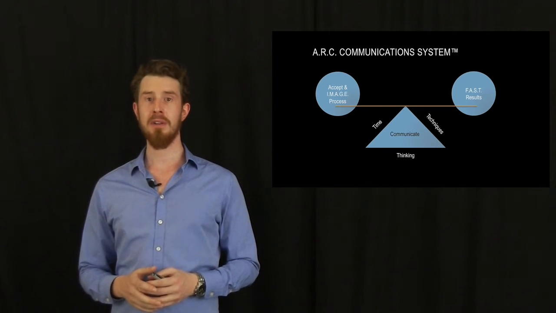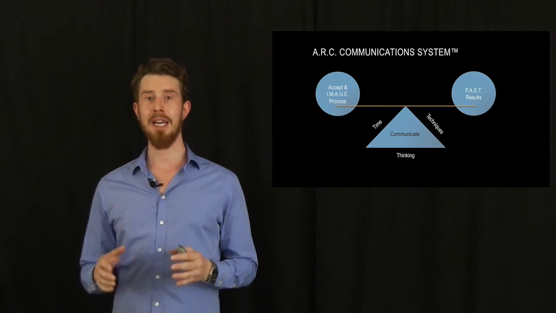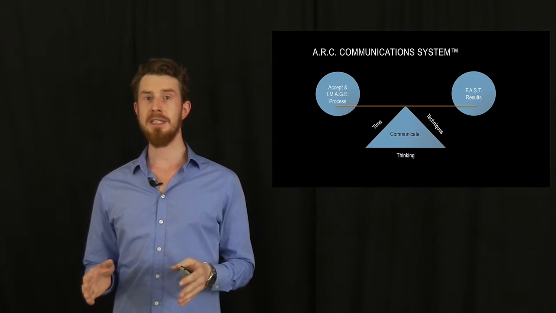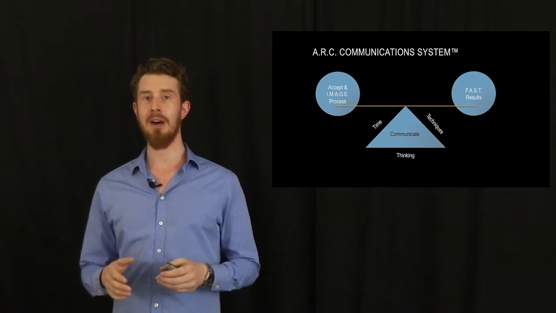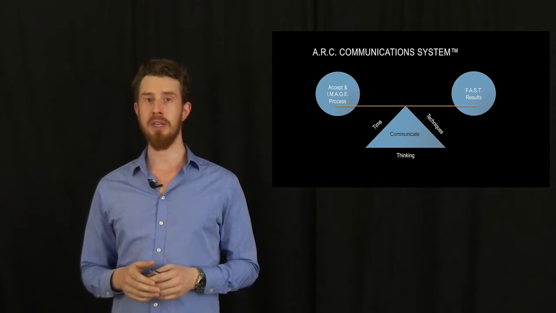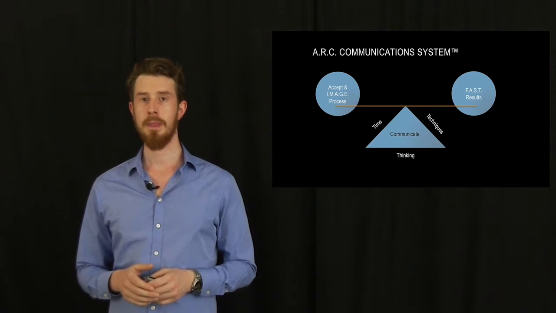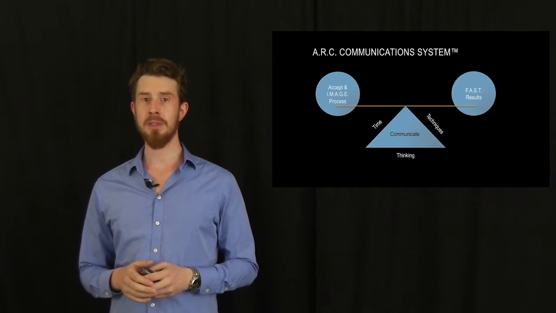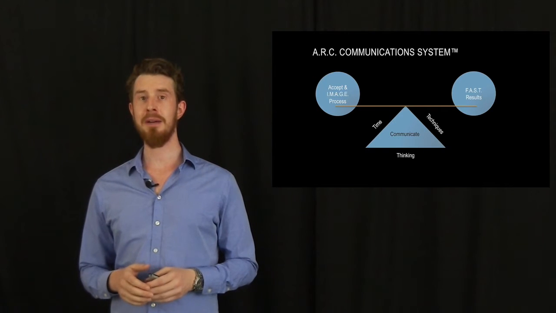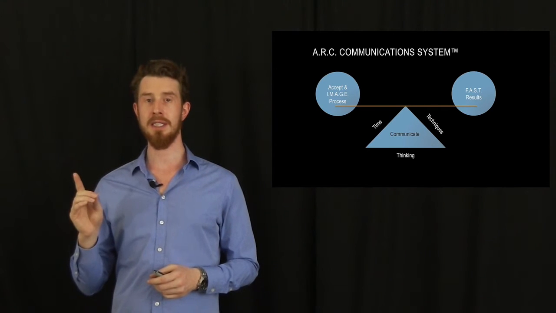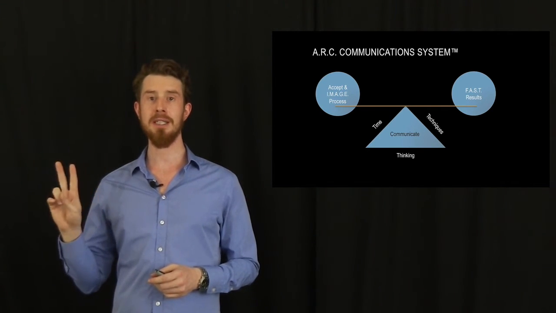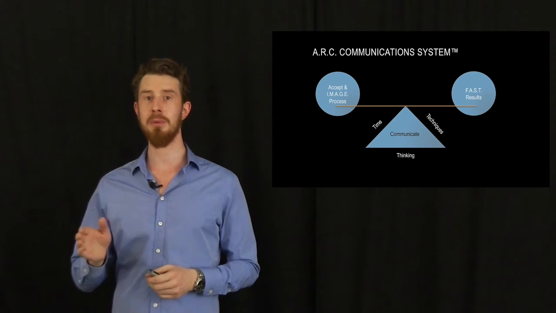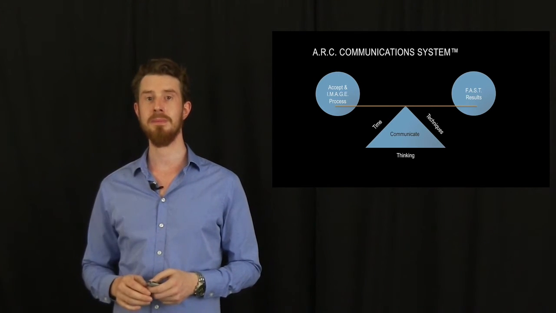And the very first component of the A.R.C system is the accept and image process. This is really about understanding where you're at right now and orienting yourself within the communication. The next part is the fast results process. So this is about defining exactly what the result is and also changing some mindsets that you might have to enable you to much more consistently achieve results.